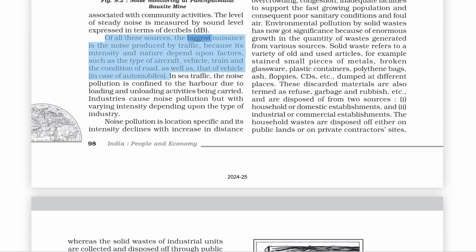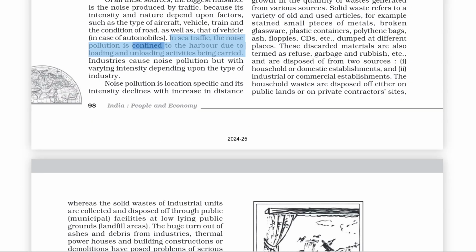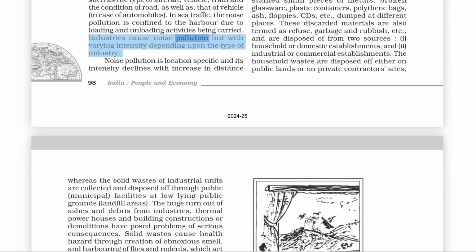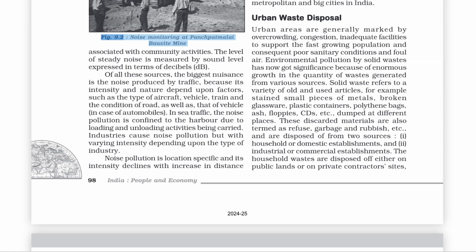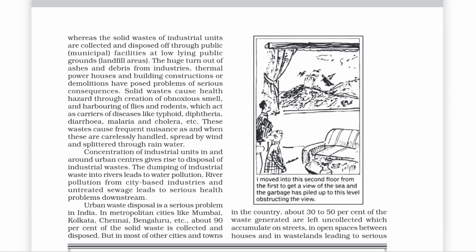Of all these sources, the biggest nuisance is the noise produced by traffic because its intensity and nature depend upon factors such as the type of aircraft, vehicle, train, and the condition of the road, as well as that of the vehicle in case of automobiles. In sea traffic, the noise pollution is confined to the harbor due to loading and unloading activities being carried out. Industries cause noise pollution but with varying intensity depending upon the type of industry. Noise pollution is location-specific and its intensity declines with increase in distance. Figure 9.2. Noise monitoring at Panchpatmali Bauxite Mine. Geographical perspective on selected issues and problems 99.